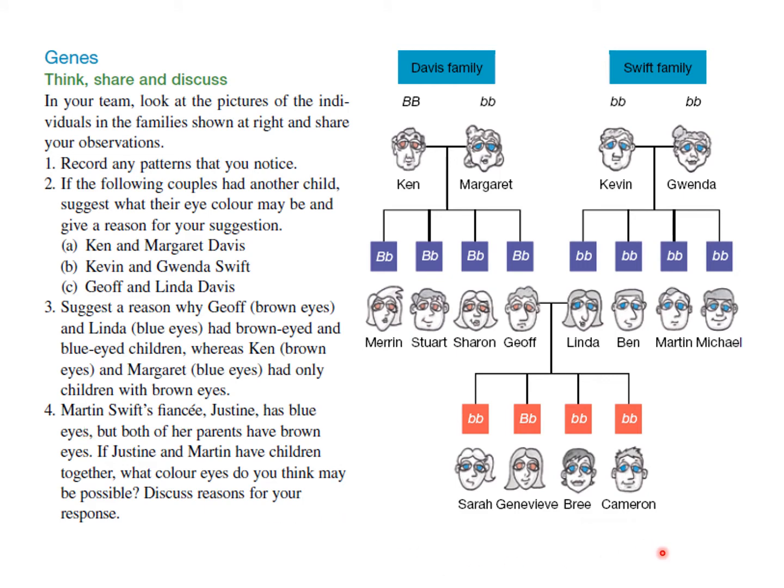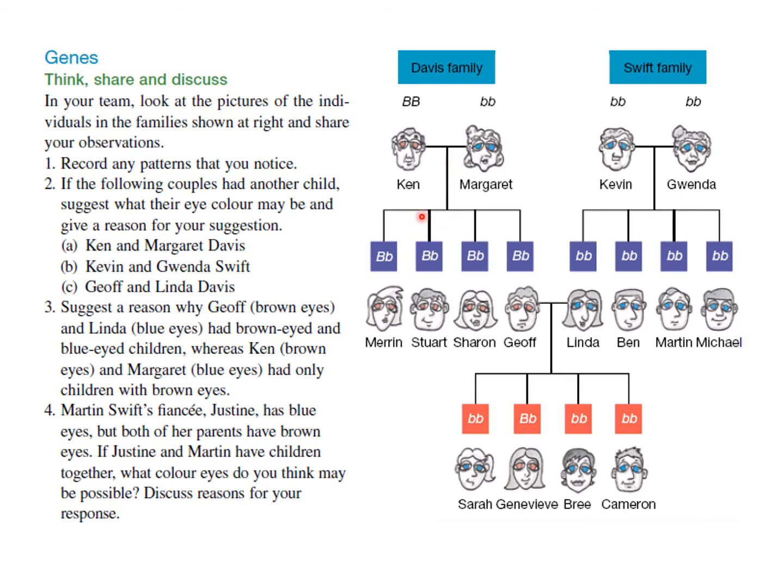You can now pause the PowerPoint slideshow to complete the questions, but before you do, you need to look here at the family tree. The family tree is made up of two different families, the Davis family and the Swift family. The Davis family's parents are represented by Ken and Margaret. The Swift family is represented by Kevin and Gwenda.